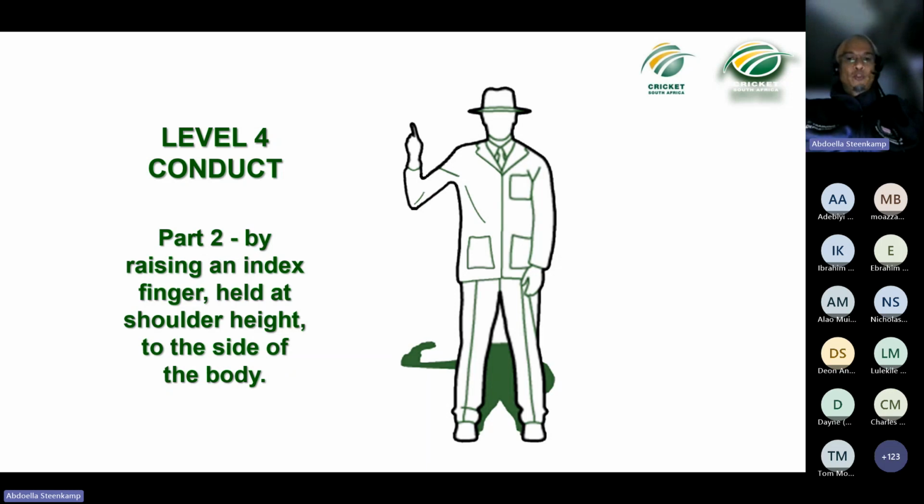And then the second signal is raising an index finger about shoulder height. Now you can see the importance of when you do give a batter out, that your index finger needs to be above your head. That's how you give the batter out. And your second signal for your level 4 conduct is when your index finger is about shoulder height.